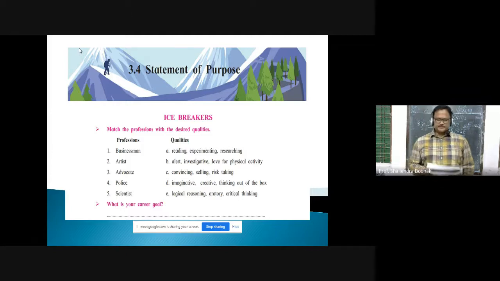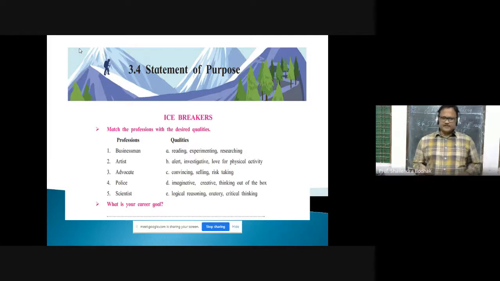Then advocate. Advocate should have logical reasoning. Then he should be oratory, means he should be a talkative person, and have critical thinking. All these qualities are required for an advocate. Then fourth is police. If you want to join police force, you should be alert, investigative, with love for physical activity. Then we have scientist. To become a scientist, you should have the habit of reading, experimenting, researching.